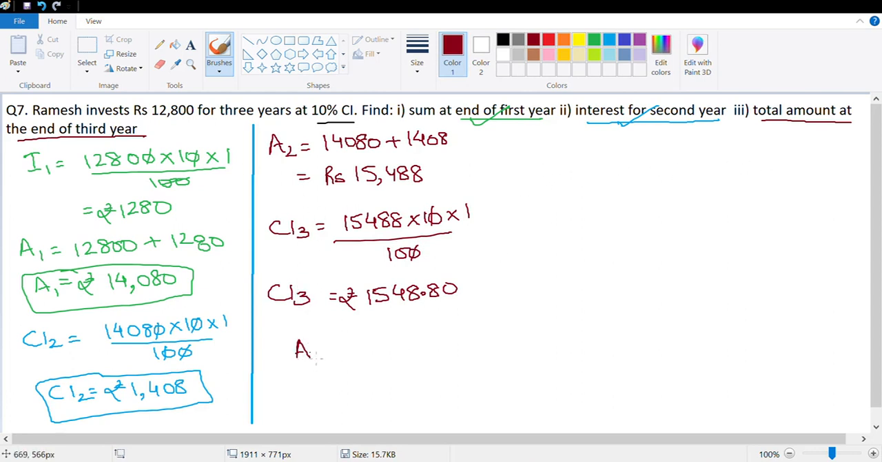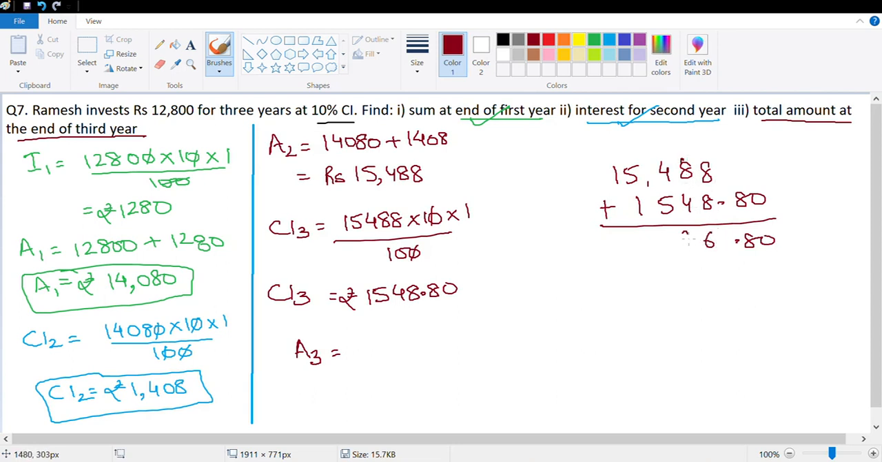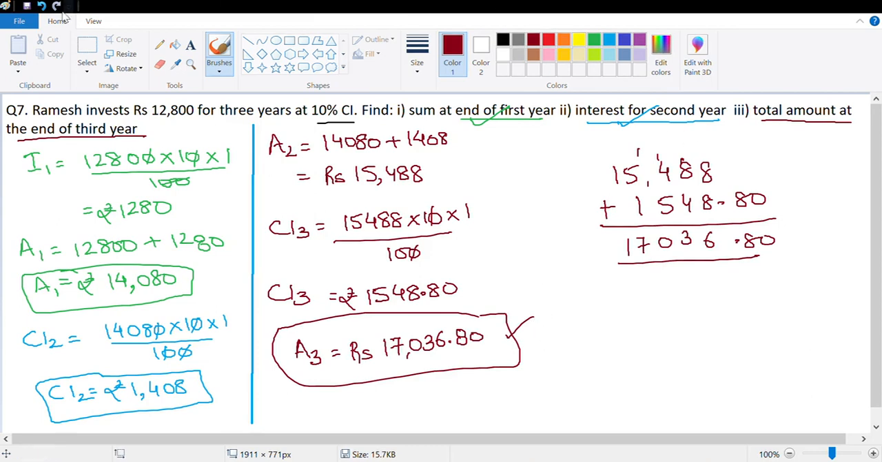So amount at the end of third year will be 15,488 and 1,548.80. Let's add. This is 0.80, 8 plus 8 16, 12 plus 1 13, 9 plus 1 10, 7 1, 17036. So that's rupees 17,036.80. Simple questions, but they involve quite a bit of multiplication and calculation. Okay, let's look at the next one.